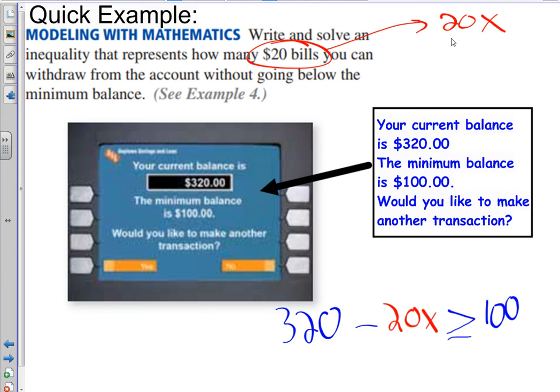We could take out 1, which is $20. We could take out 2, which is $40. We could take out 10, which is $200. And we'd still probably be okay. So let's look at that inequality and try to solve it, right? So what do we need to do first? What's the first step?